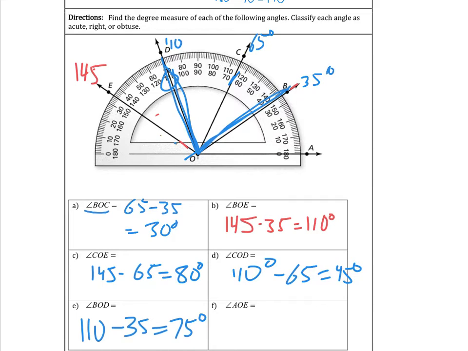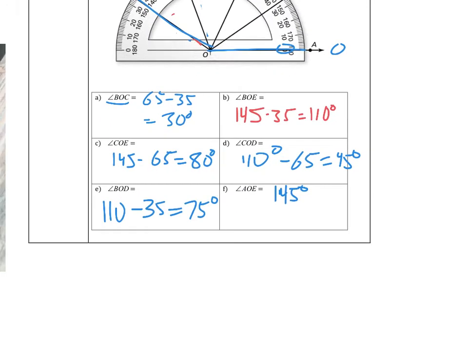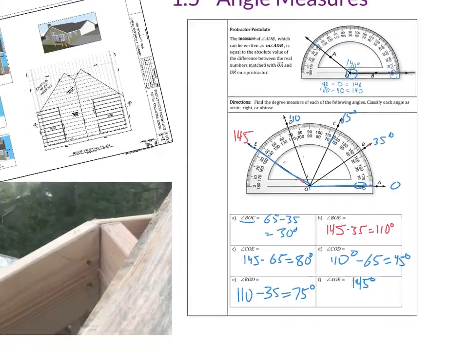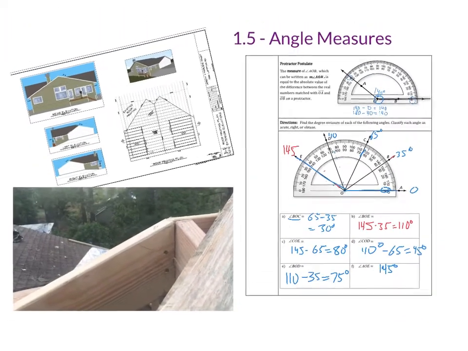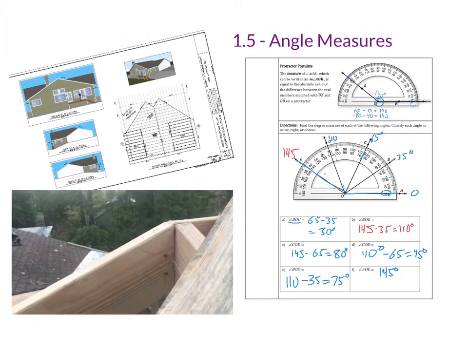And AOE, this one, actually the last one is the easiest because this ray is at 0. So that's just 145 degrees. Maybe we should have started there, huh? We don't necessarily need to subtract because one of them is at 0. So, all right, that's the idea. So we can measure angles using degrees and using a protractor.